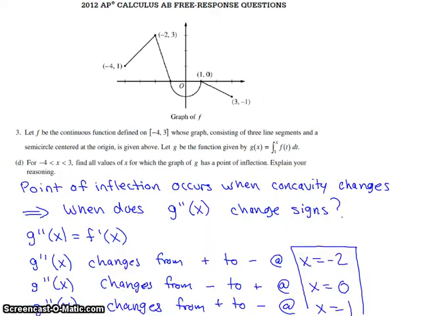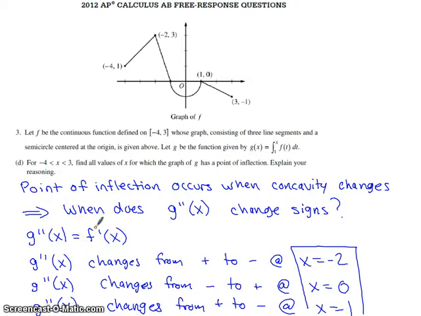And then the last part of this, part D, wants us to figure out, based on the graph, where this function g has points of inflection. A point of inflection is going to happen anywhere where you have a change in concavity. And concavity is determined by the value of a second derivative. Well, in part B, we computed the second derivative of g. G double prime was equal to f prime.